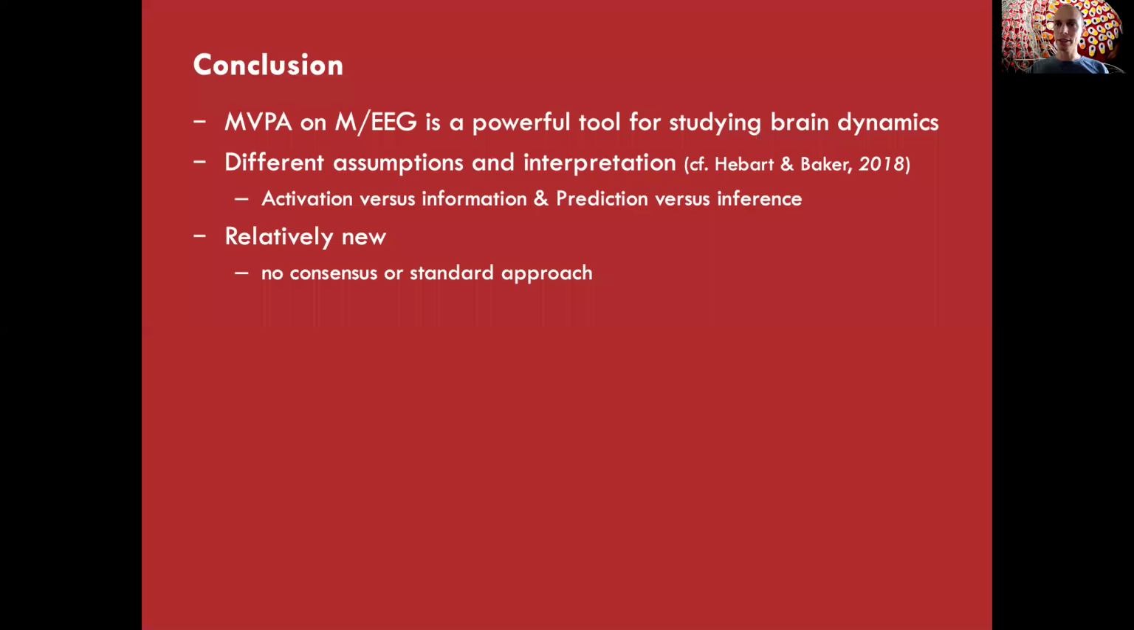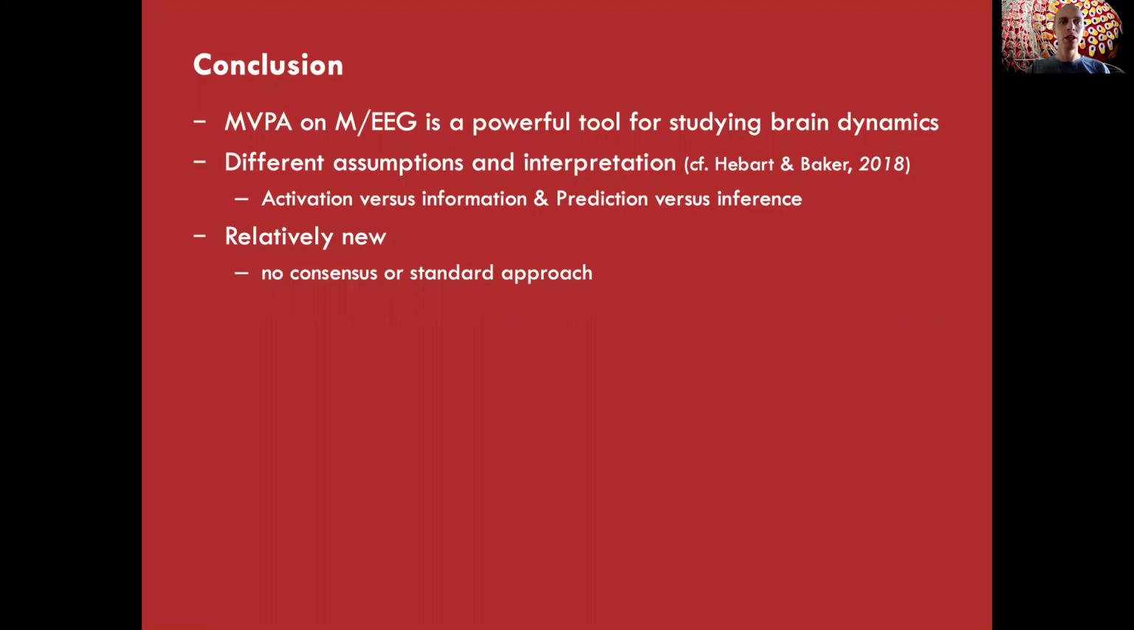Right, so that brings us to the end of my talk. In conclusion, MVPA on MEG and EEG is a very powerful tool to study brain dynamics. It's important to keep in mind that there are different assumptions and different interpretations. There's a paper by Martin Hebart and Chris Baker from 2018 that's well worth a read, that goes into these issues in a lot of detail. Most importantly, there's the activation versus information distinction that I started with, and the other one is prediction versus inference, which is also described in the Hebart and Baker paper.